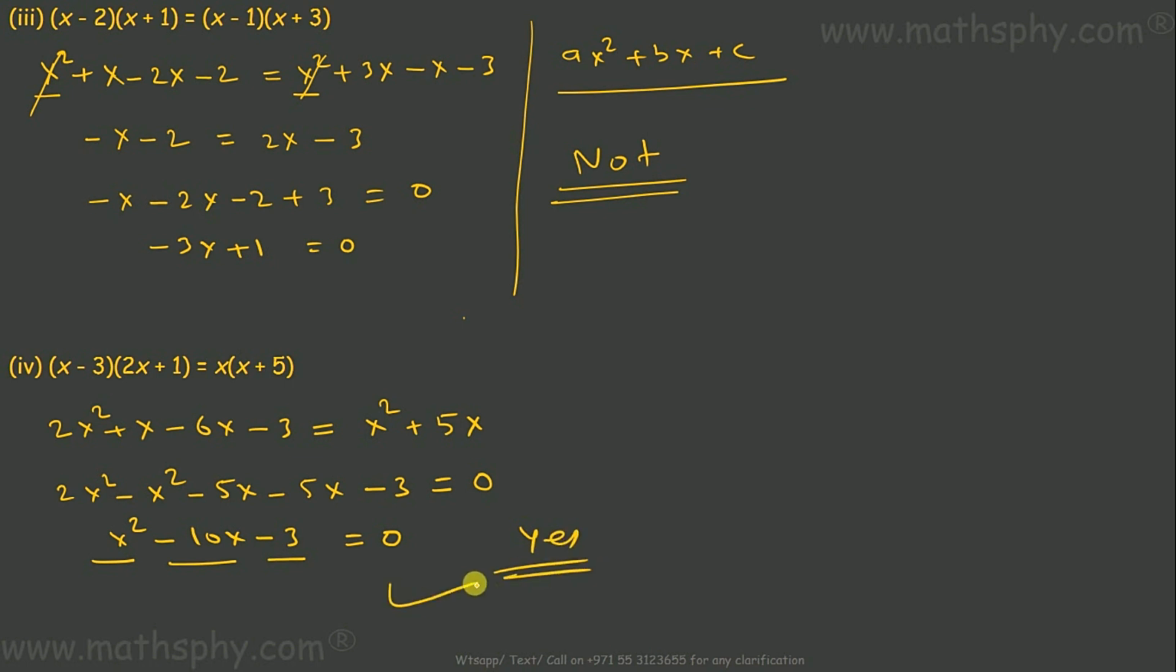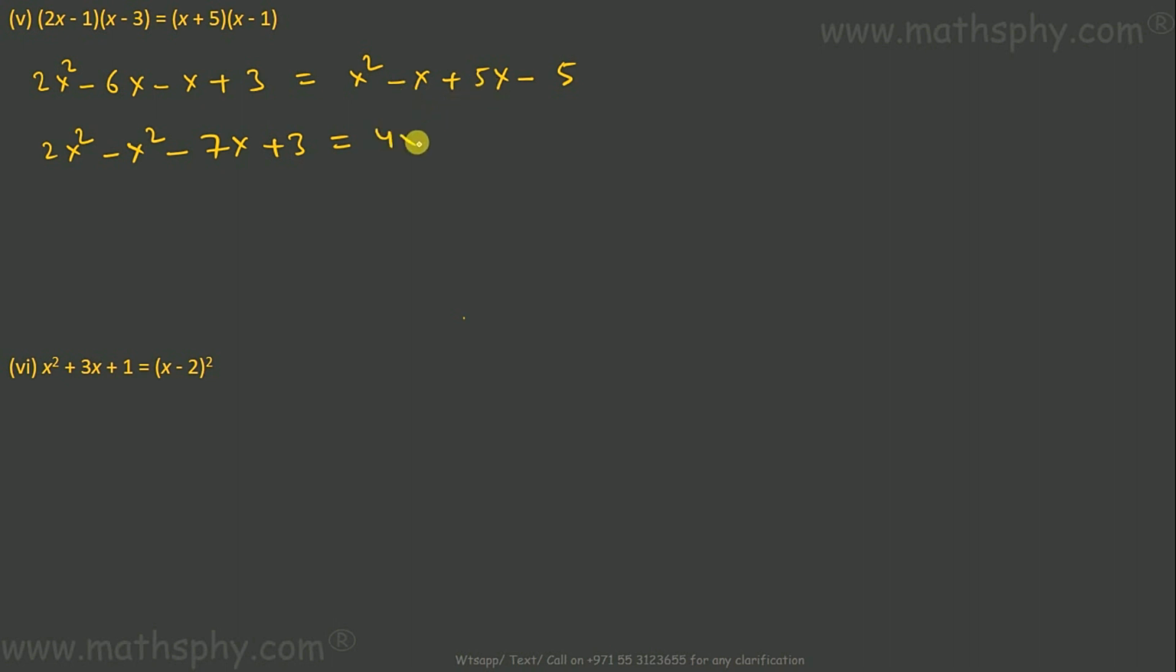So this is quadratic. This one here, 2x minus 1 into x minus 3. This will be 2x squared minus 6x minus x plus 3 equals x into x, x squared, x to negative 1 minus x plus 5x minus 5. So 2x squared minus x squared minus 6x minus x minus 7x plus 3 equals negative x plus 5x, 4x minus 5. So 2x squared minus x squared gives you x squared minus 7x minus 4x plus 5 plus 3 equals 0.